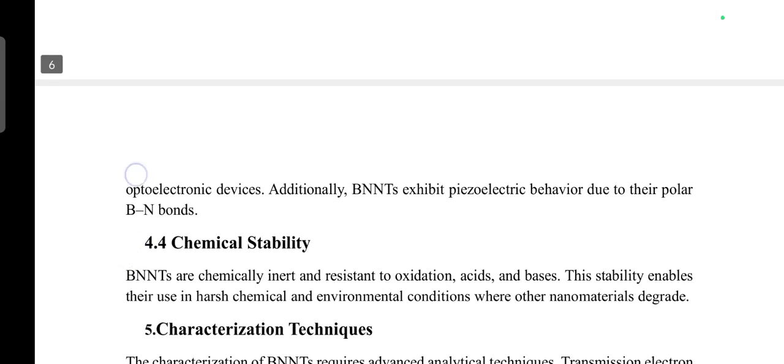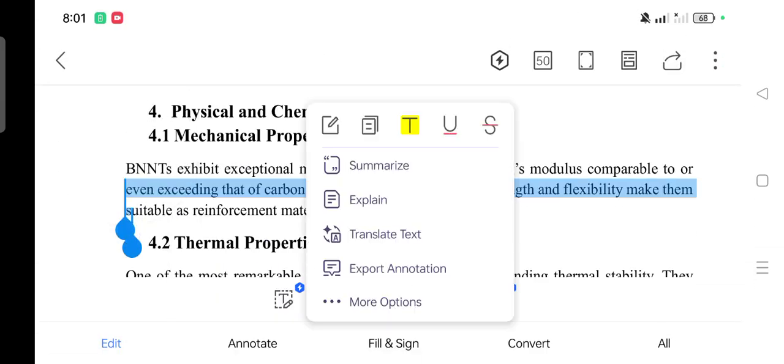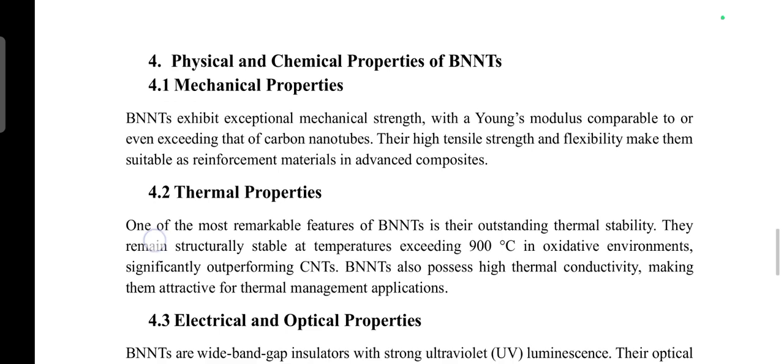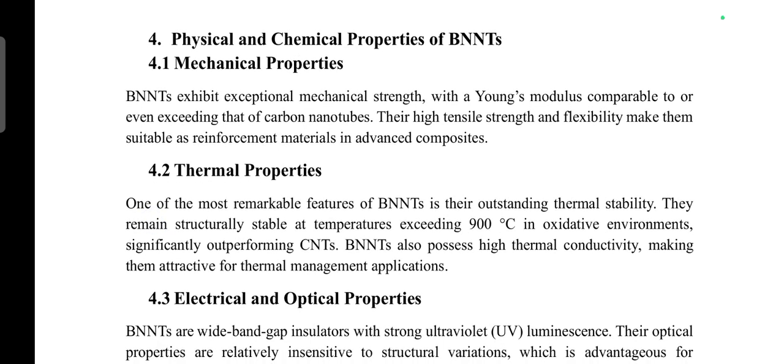Then we will discuss characterization techniques. Physical and chemical properties of boron nitride nanotubes, mechanical properties. Boron nitride nanotubes exhibit exceptional mechanical strength with a Young's modulus comparable to or even exceeding that of carbon nanotubes. Their high tensile strength and flexibility make them suitable as reinforcement materials in advanced composites.